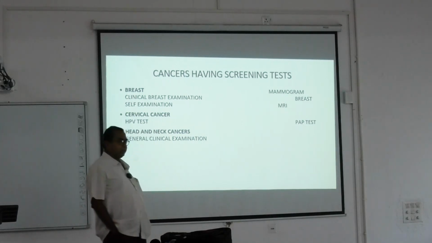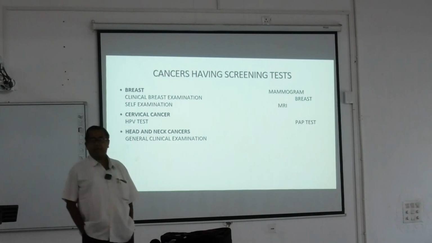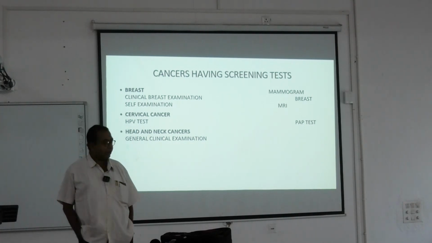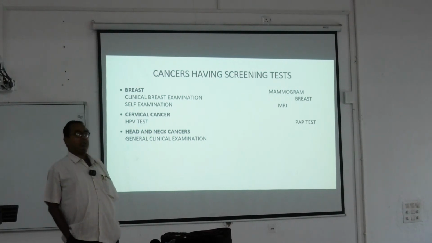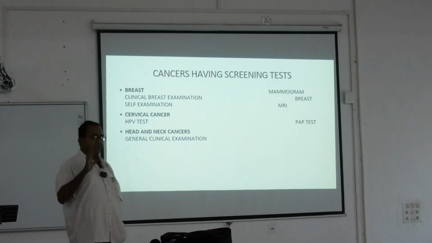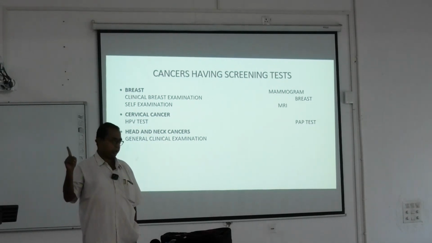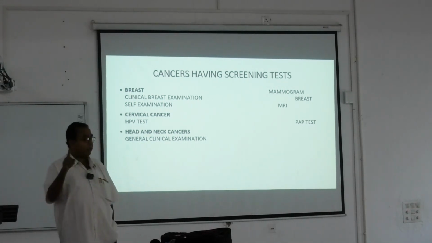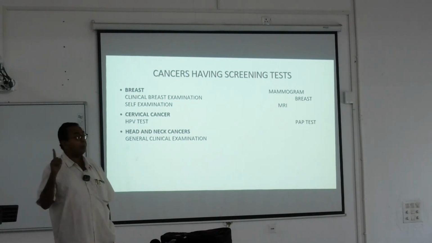Clinical breast examination, you can examine the patients. Breast self examination, every lady should be advised to examine her own breast at least once a month. And first what will she do? She will stand in front of a mirror and see that breasts are symmetrical structures, whether there is symmetry, any asymmetry must be brought to the notice of the doctor.